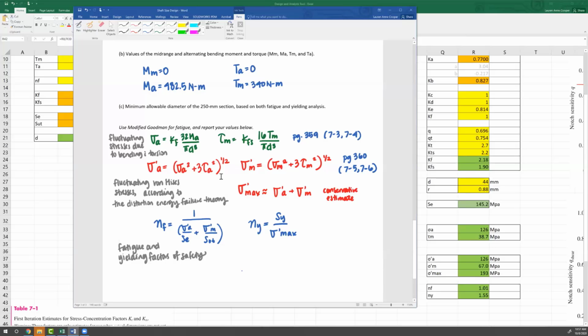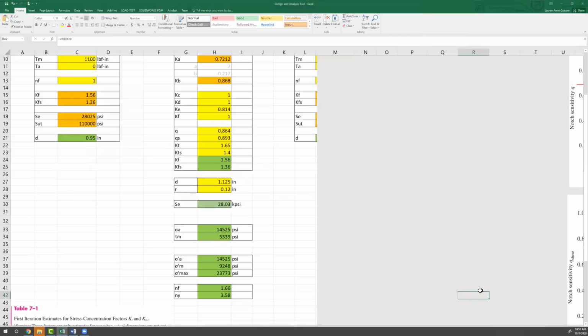Now, a conservative estimate for sigma prime max is just adding the fluctuating von Mises stresses together, and I think this is an acceptable way to do it in this class. So again, sigma prime max is about equal to the sum of the two fluctuating von Mises stresses. That's what I have here. Then we can solve for the factors of safety for both fatigue and yielding. For fatigue, you've seen this before. This is modified Goodman for fatigue factor of safety.